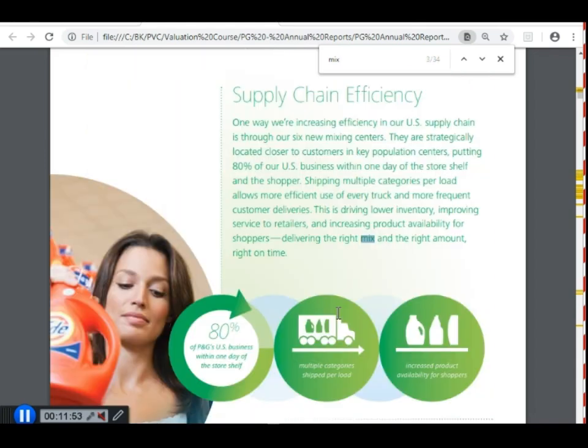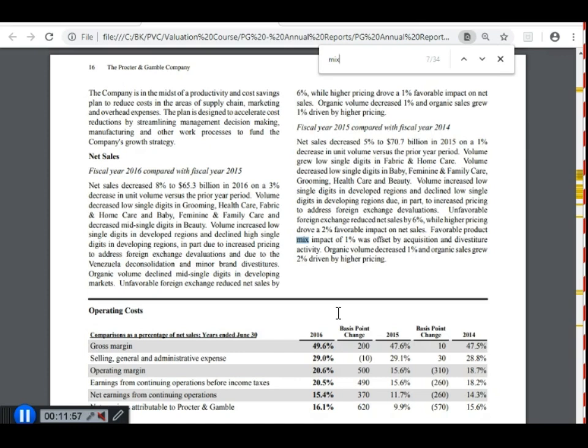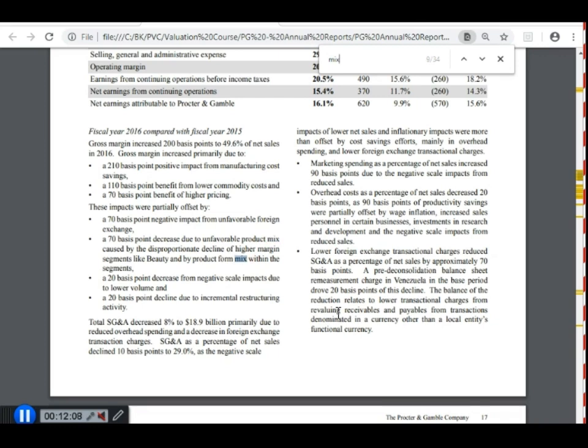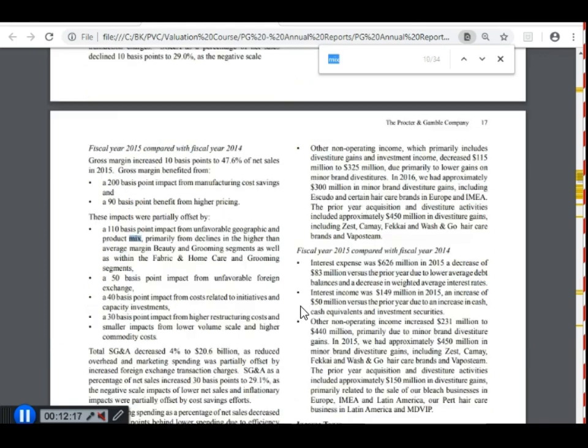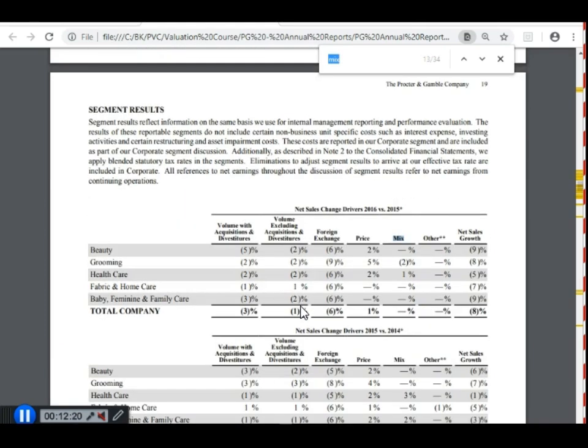And if you go ahead again, you will find mix as well. That what is the impact of mix? So favorable product mix impact of 1%, offset by acquisition and all that, and you can find out here as well that how much is mix. So you will be able to break down your sales into price, sales into volume, and sales into mix. So you can find out how much was due to mix, how much was due to price, and how much was due to volume. So if you look into it, volume with acquisitions and divestitures, volume excluding acquisition and divestitures, foreign exchange, price, mix, other, net sales growth.